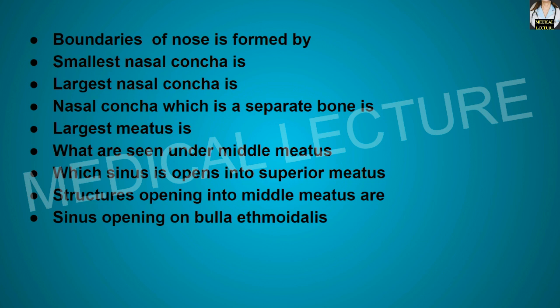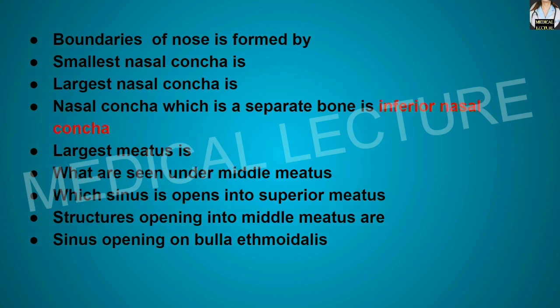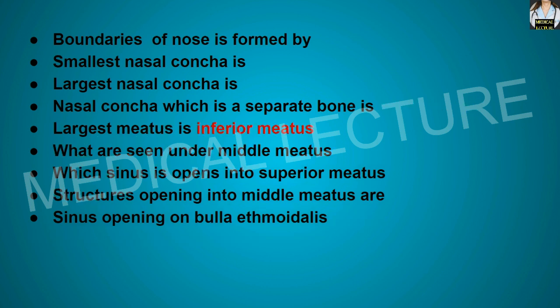Now the smallest nasal concha is the superior nasal concha. The largest nasal concha is the inferior nasal concha. The nasal concha which is a separate bone is the inferior nasal concha. The largest meatus is the inferior meatus.